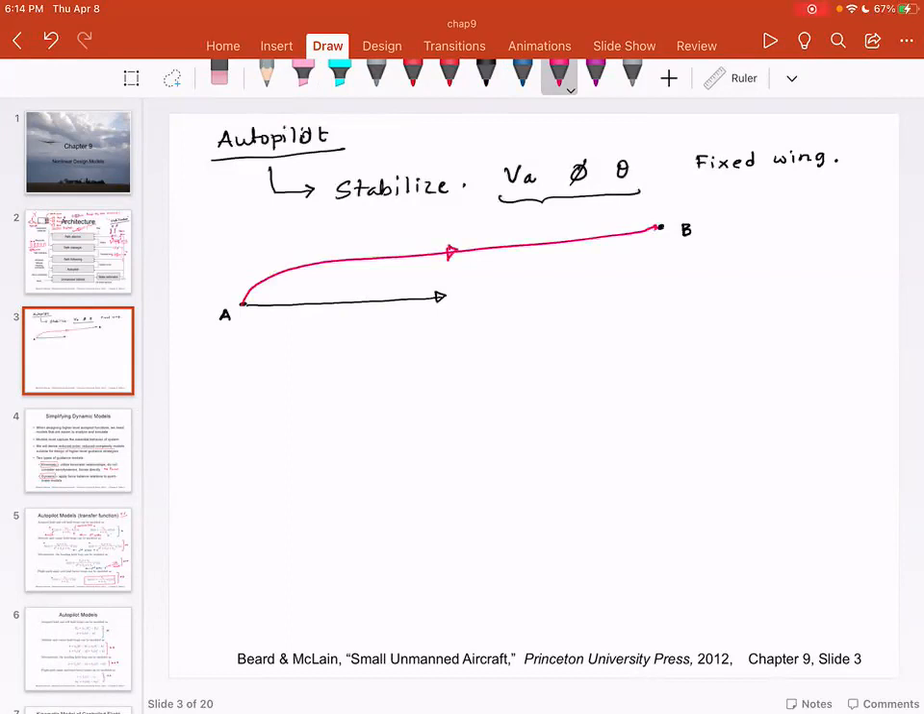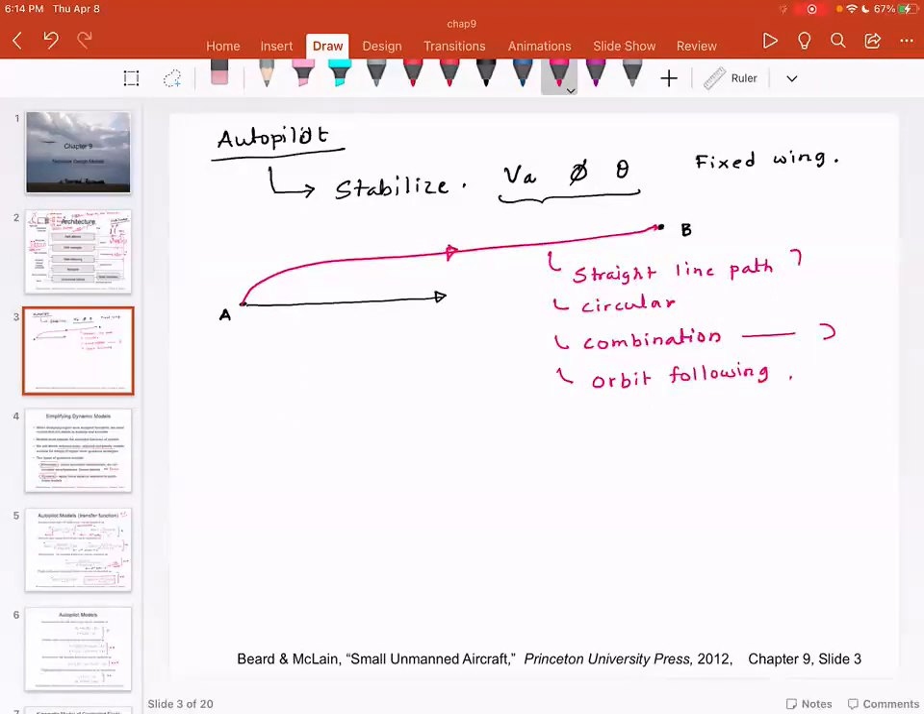And this path could be a straight line path. It could be a circular path, or it could be a combination of straight lines and circles, or it could be orbit following. So you would specify an orbit and that UAV will follow the orbit. This is discussed in detail in chapter 10, which is coming next.